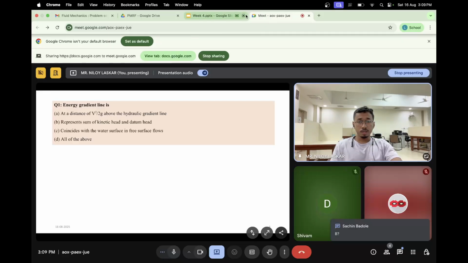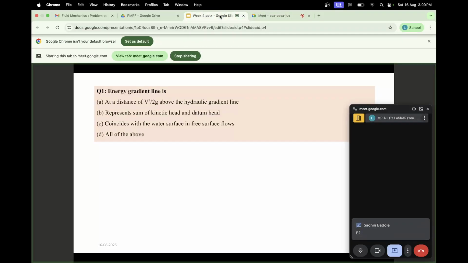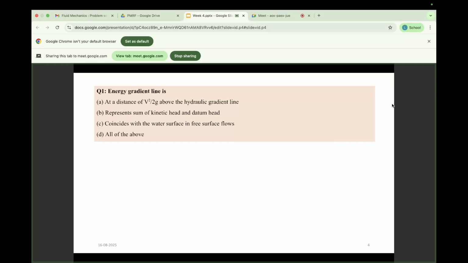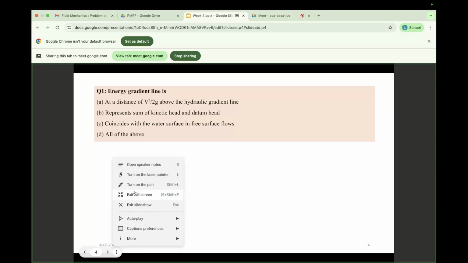Sachin said B. So not exactly. So let me clarify this concept for you. So what basically is this concept? I think that all of you know this concept of Bernoulli's equation. So first let me write this equation.